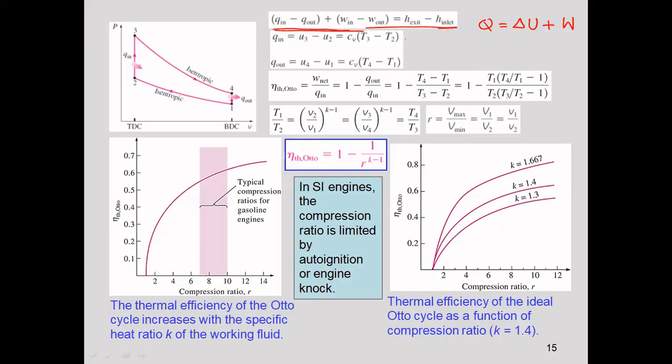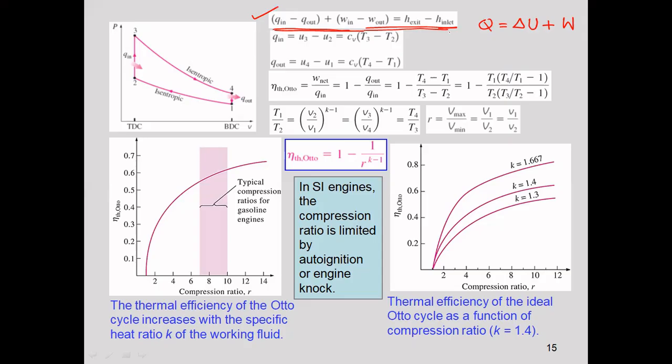Here, exit and inlet we should not write for the air standard cycle, because there is no exit and inlet. Theoretically there will be a mistake, but that is adopted from the general first law. That is why it has been written as q in minus q out plus w in minus w out is equal to h exit minus h inlet, the enthalpy at the exit minus the enthalpy at the inlet. It is adopted from the general form of the first law for a control volume.